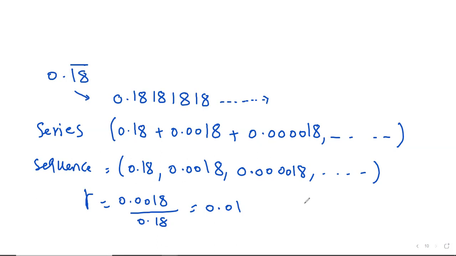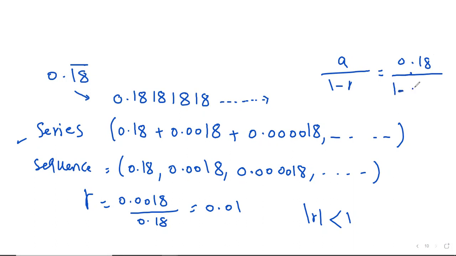Because the absolute value of R is less than 1, we can find the sum of this series. The sum is A over 1 minus R. What is A here? It's 0.18 over 1 minus R. It's 1 minus 0.01. By using the calculator, you will get 2 over 11. That's the common fraction, or the fraction of this recurring decimal.